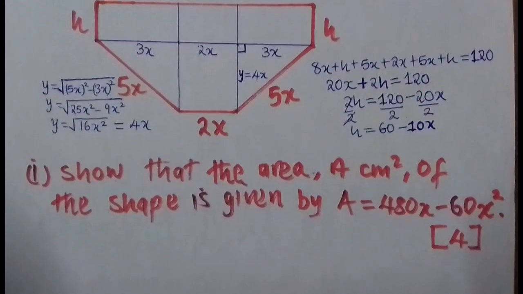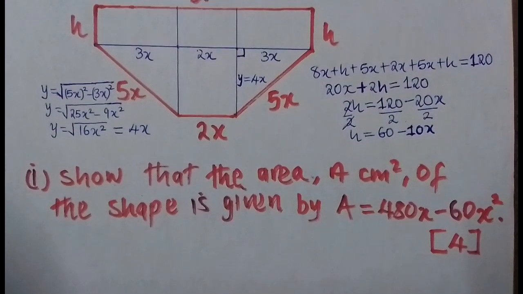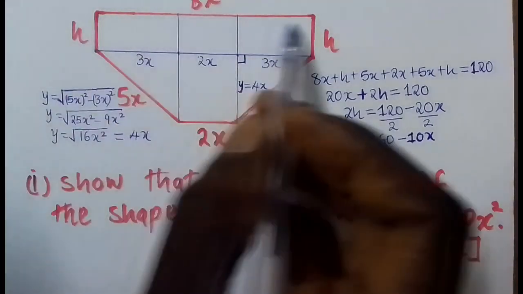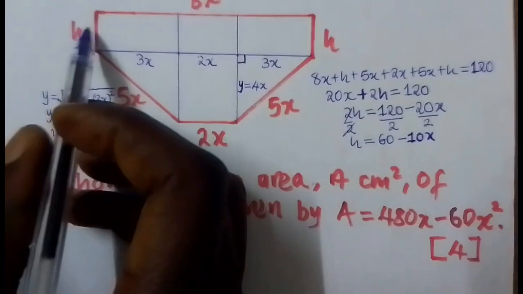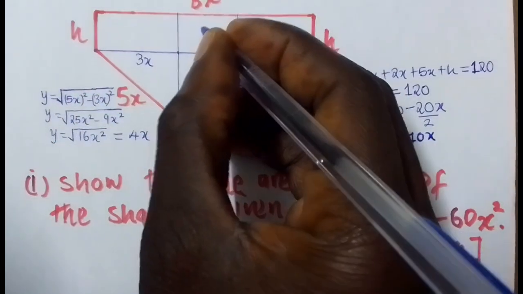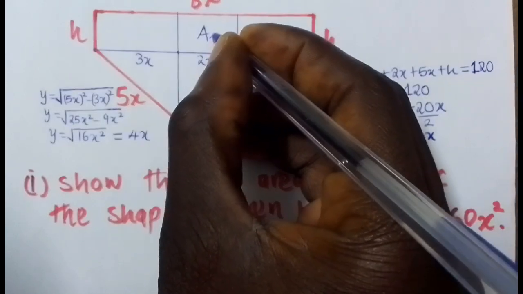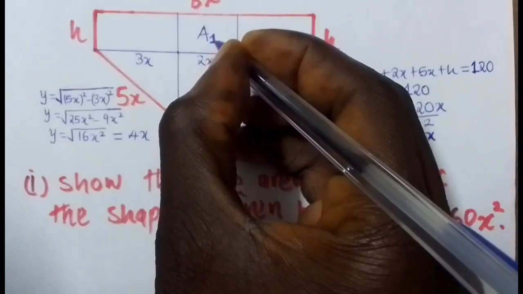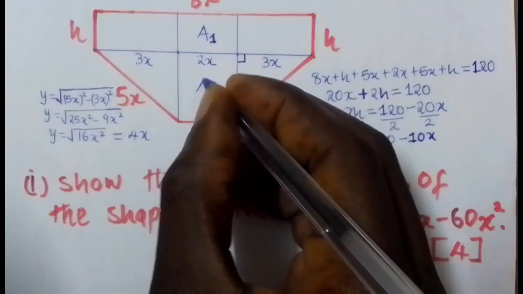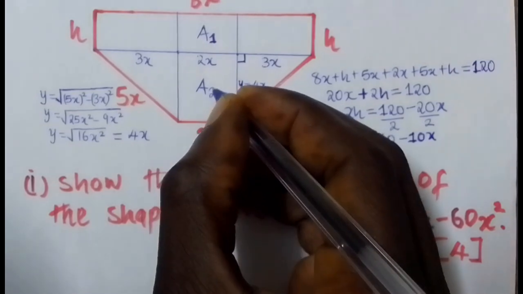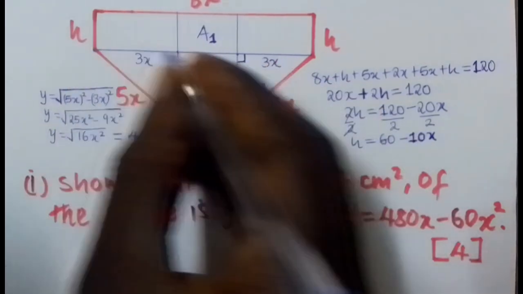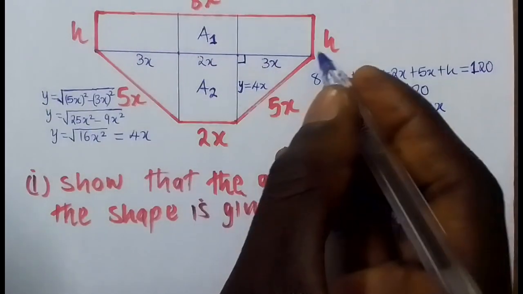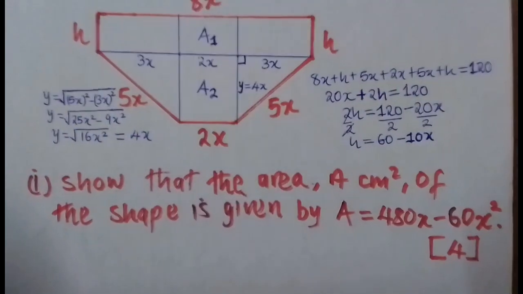So then let us get the area of a rectangle first. Let's start with the rectangle, and this one we're going to call it area 1. So let's calculate area 1, then later on we calculate area 2. So area 1, it is the rectangle, area 2 trapezium.